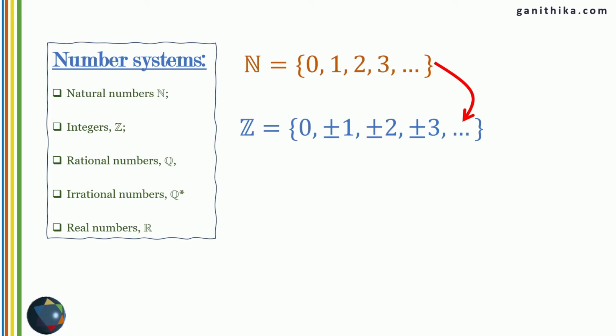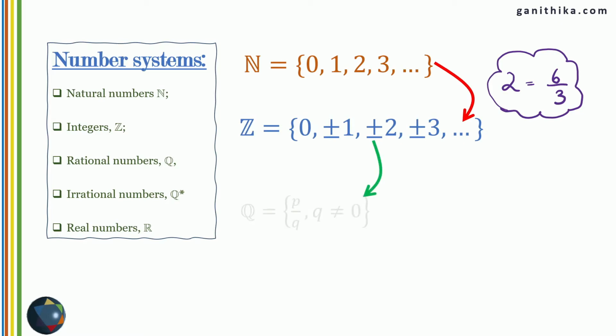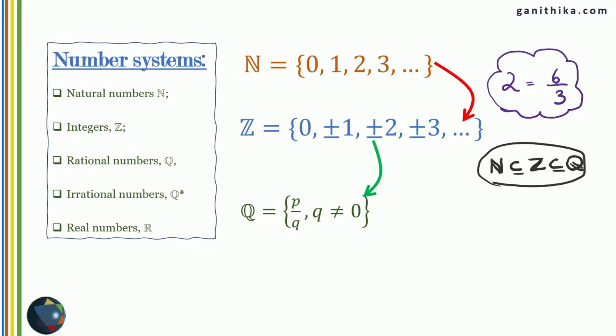And any integer, say for example 2, can be written as a fraction, 6 over 3. So any integer can be written as a fraction. Therefore, every integer is a rational number. Therefore, the rational number set is bigger than the integer set. Natural numbers are inside the integer set, and the integer set is inside the rational number set. So the natural number set is a subset of integers, and integers are a subset of rational numbers. So the rational number set is the biggest set we have among these three sets.